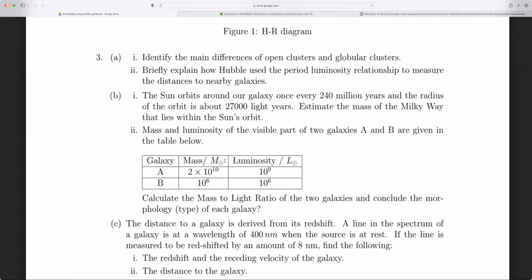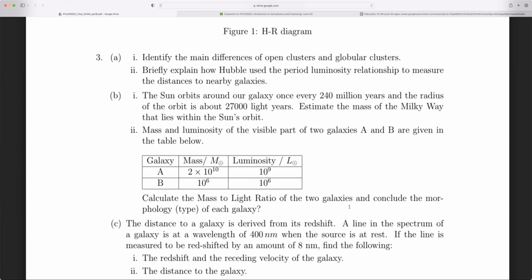Now, there are two things here. You need to know how to calculate the mass to light ratio, and the next thing is you have to conclude the type of galaxy, or the morphology. We tell the morphology of a galaxy based on that value, the mass to light ratio. There is a part that you have to remember and a part that you have to understand. Both these things will be checked in these questions, so there are certain things that you have to remember as well.